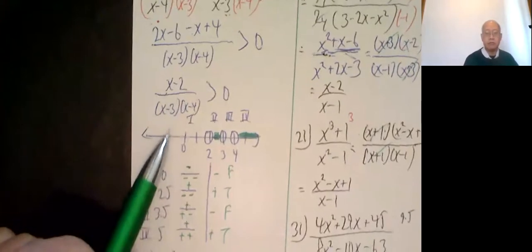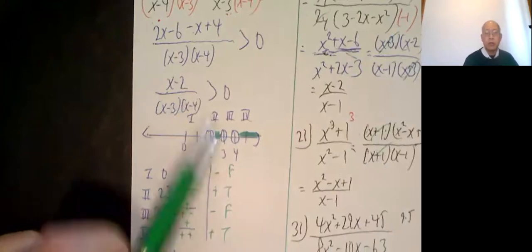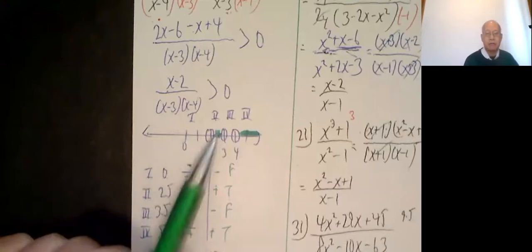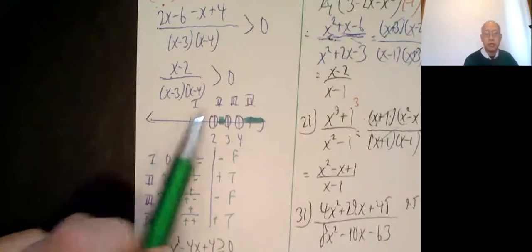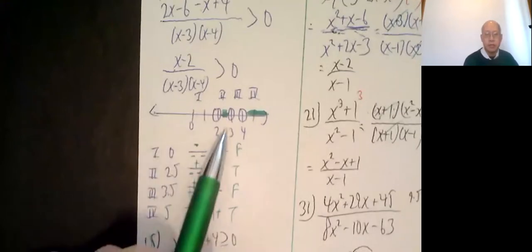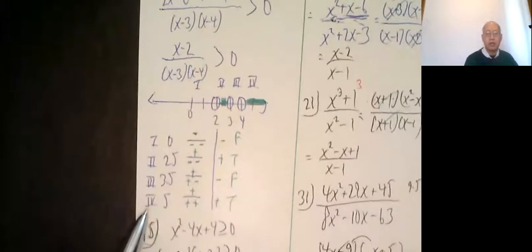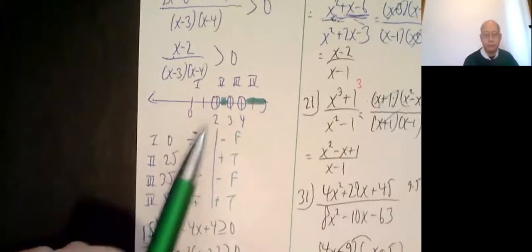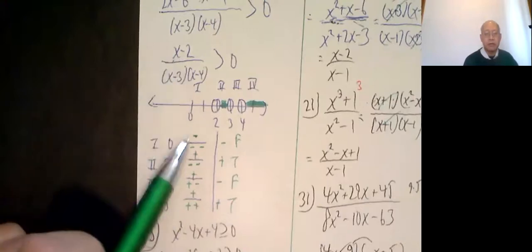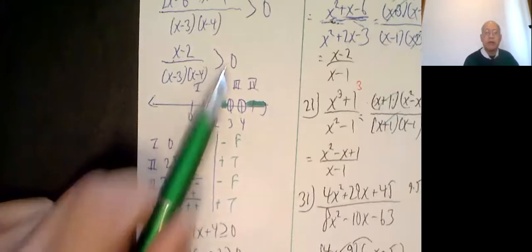Greater than 0. So 2, 3, and 4. Okay. Greater than 0 means open circle. The back of the book has parentheses. Okay, so pick something in region 1, 2, 3, and 4. Region 1, I picked 0. Region 2, 2.5. Region 3, 3.5. And region 4, 5. Okay, plug in 0 here, here, and here. It comes out to be negative, negative, negative. 3 negatives is a negative. Negative greater than 0, false.